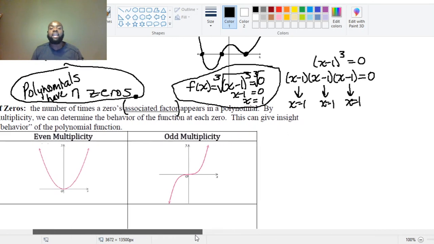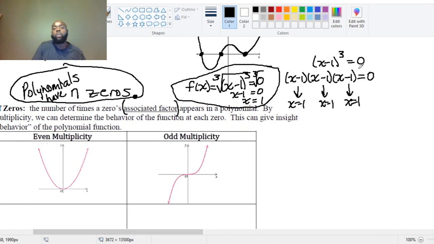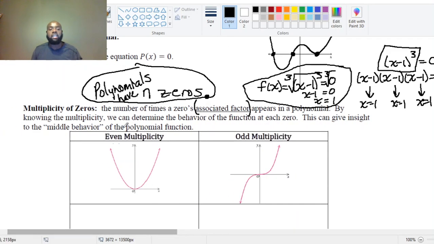And so looking at the associated factor, which is x minus 1, that's what we're calling our associated factor. That is what I'm talking about here when I speak of multiplicity. It's the number of times a zero's associated factor appears in a polynomial. This associated factor appeared 3 times, so x equals 1 has a multiplicity of 3. It's one single zero of that polynomial, but it's actually 3. All right, I know it's one number, but it's 3. It appears 3 times. Okay.